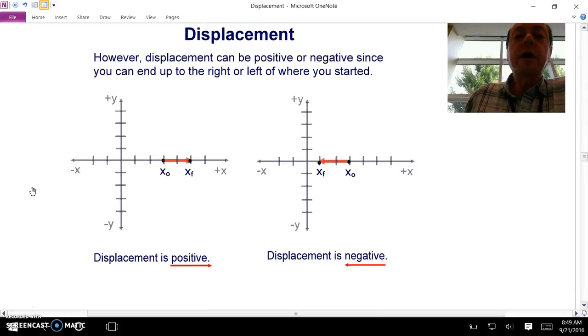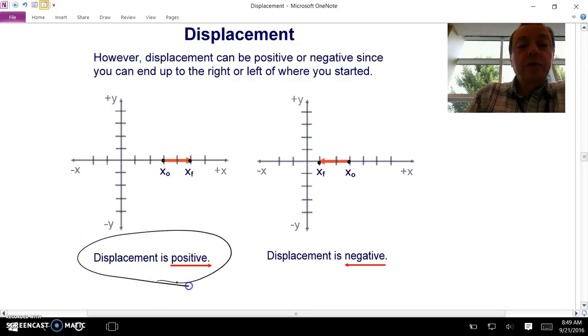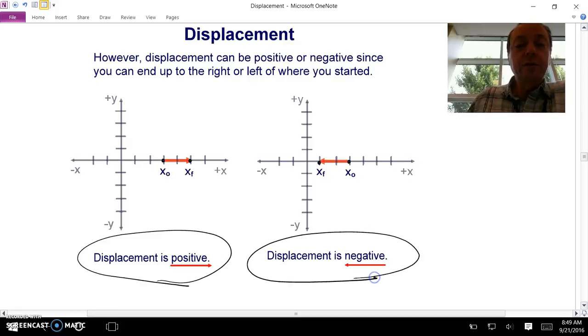However, displacement can be positive or negative, since you can end up to the right or left of where you started. You can also have an arrow pointing to the right or left directions, if you want to think about it that way. So this would be a positive displacement. This would be a negative displacement. Just think of the number line, where the positive is to the right of the origin and the negatives are to the left of the origin.